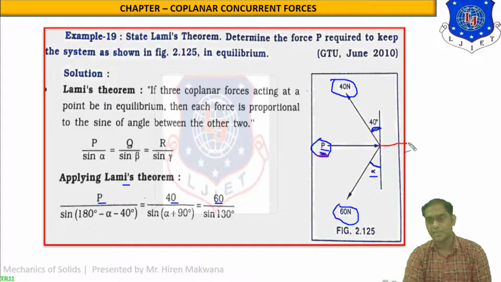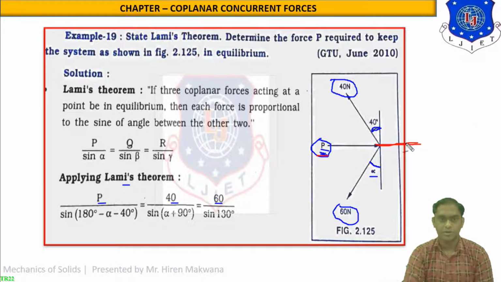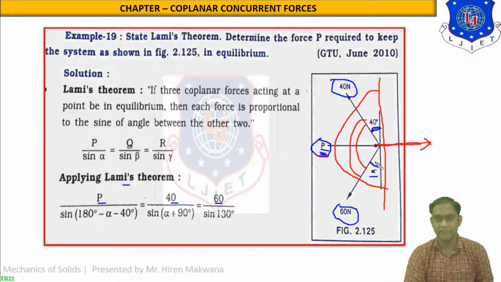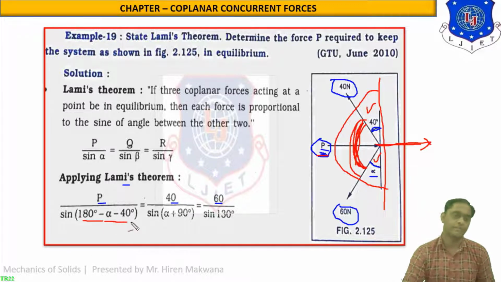You can see this force P is compressive, so it will be converted into a tensile force like this. Then the opposite angle will be like this, the angle between the other 2 forces. This angle we have to calculate. Straight line is 180, so alpha and this 40 will be subtracted from 180, and you will get the required angle, correct? So this required angle will be 180 minus 40 minus alpha. It is the opposite angle of force P, correct?